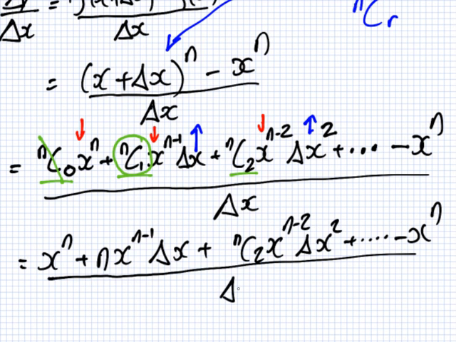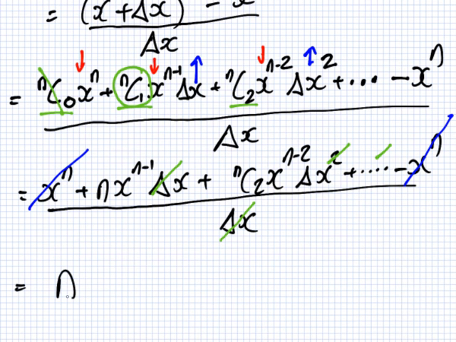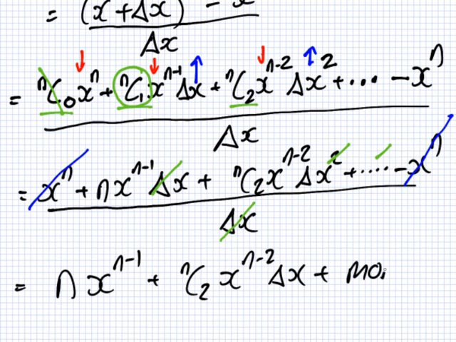All over delta x. Now what's nice is on the top, this will cancel with this, and there's a delta x in everything. So this delta x cancels this, it also cancels one of the powers here, it'll also cancel the next power. So you'll be left with n x^(n-1) plus nC2 x^(n-2) delta x plus more things with delta x in it.